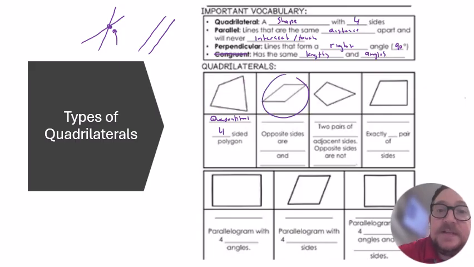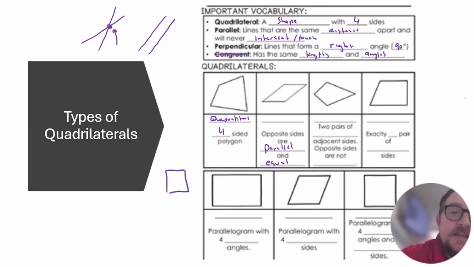All right, what shape is this? Opposite sides are parallel and equal. Well, I know that this is going to be a square. Opposite sides are parallel and they're all equal. However, in a square all the angles are 90 degrees, but these are not 90 degrees. So this is going to be a rhombus. Just like a square, but no 90-degree angles.